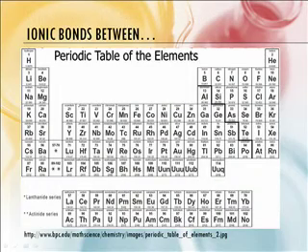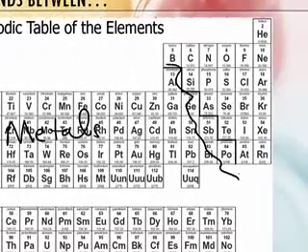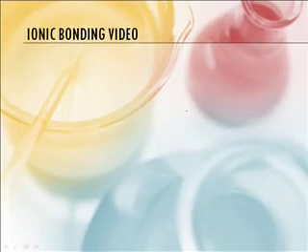Okay, well, so ionic bonds are bonds between a metal and a nonmetal. Remember, we learned this earlier, metals are on this side of the stair step, and these are the nonmetals. So bonds between metals and nonmetals. So let's watch a short little video about ionic bonding.